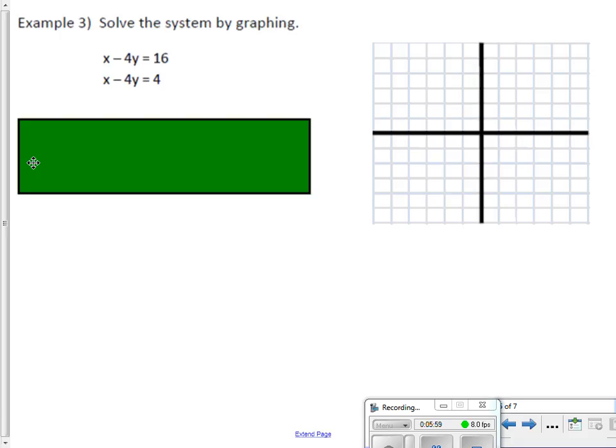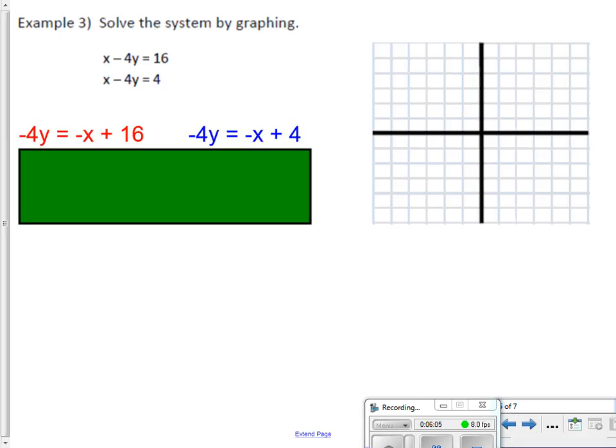First step for either of them would just be to subtract off that x from both sides. If we subtract x from both sides, then this top one, the red one, is going to become -4y equals -x plus 16. And the bottom one, this blue one here, is going to become -4y equals -x plus 4. Again, in either case, the left side is the exact same, and we're trying to get y alone. So in both cases, we're just dividing by -4.